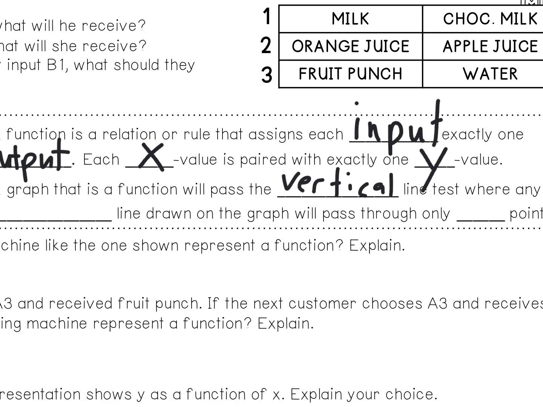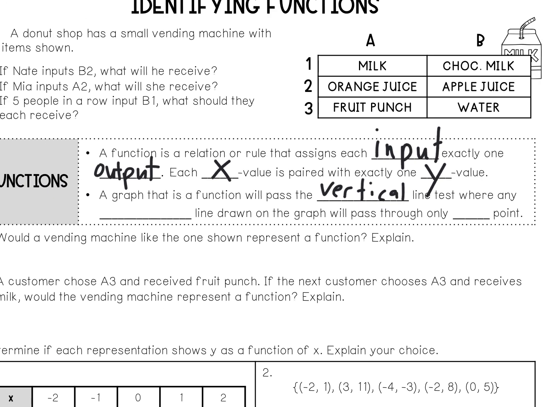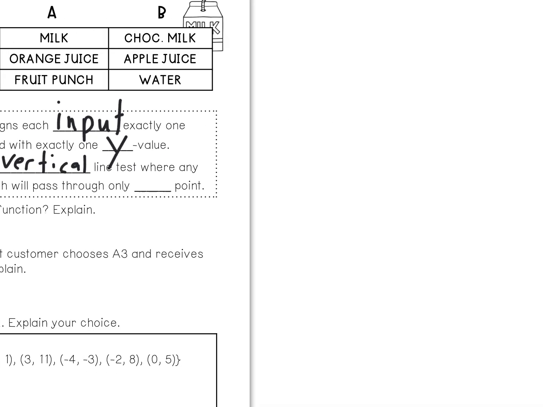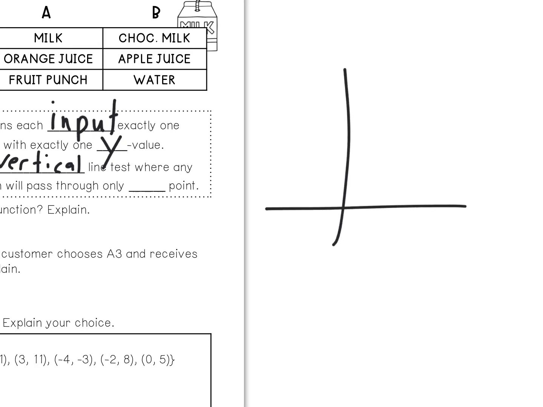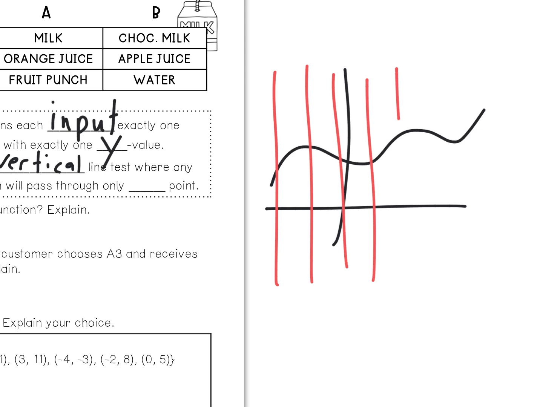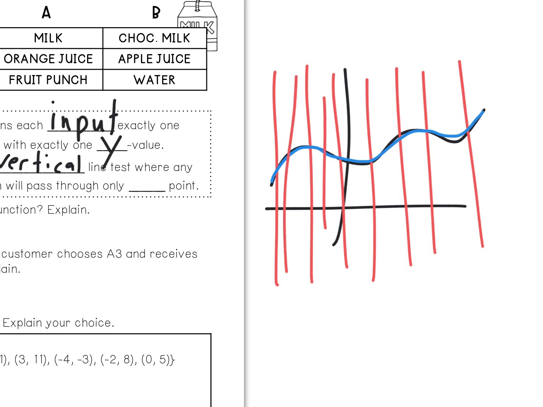A graph is a function if it passes the vertical line test. Okay? That basically means I'll do one over here. Here's my function. And in red, I'm going to take a line and go down like this over and over again. Does my red line cross that black line more than one time? What I mean is this line. Does it cross that line more than once? No. Each of these red lines only crosses one time.